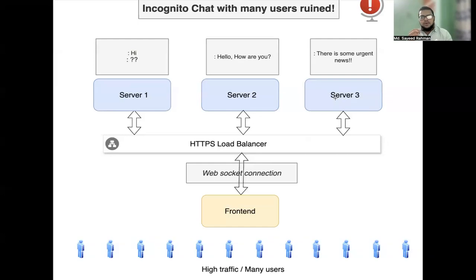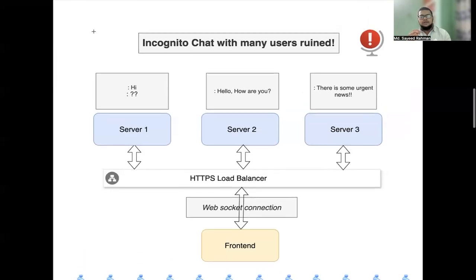So what happens is that these three people were supposed to talk to each other in a single group, like our messenger groups we see. But due to horizontal scaling, the messages have been sent to different servers. So neither person one is seeing the messages of persons two and three, nor is person two seeing the messages of persons one and three. So what has happened is that our system has broken. Our messages have been split across a number of servers where they should have been in a single server. So I am saying that the incognito chat with many users is ruined.